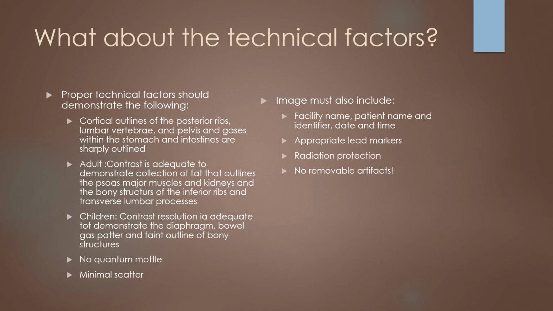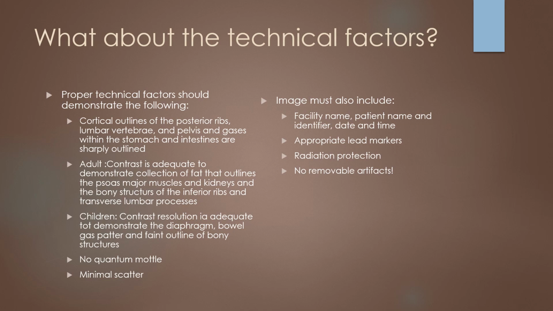On an adult, we want contrast adequate to demonstrate the fat around the psoas muscle and the kidneys and the bony structures of the inferior ribs. Now, the thickest part of our abdomen is typically going to be the larger lumbar vertebra. So if I have to look at that thickest area, the larger lumbar vertebra, and see if I have good penetration where I can see the spinous processes centered to that area, that will tell me if I have adequate penetration. If I can't see that, then I have probably a KVP, possibly also a mass problem.